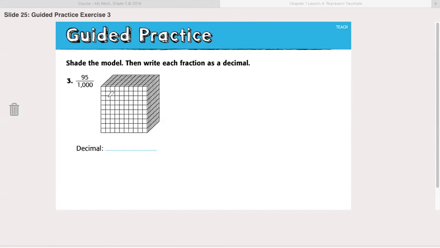95 one-thousandths. Okay, so now we have 100 on the face, but then it is 10 100ths deep. Okay? To demonstrate 95, I would have to color in 9 tens followed by 5 ones. And this is out of 1,000.